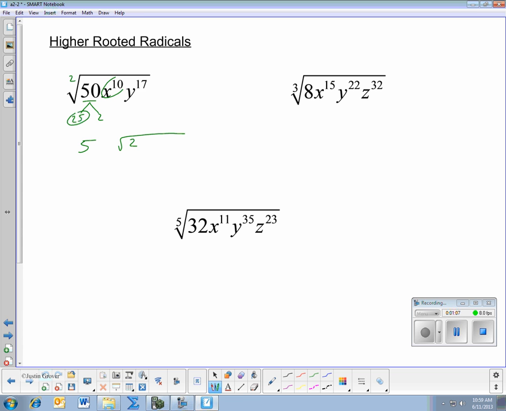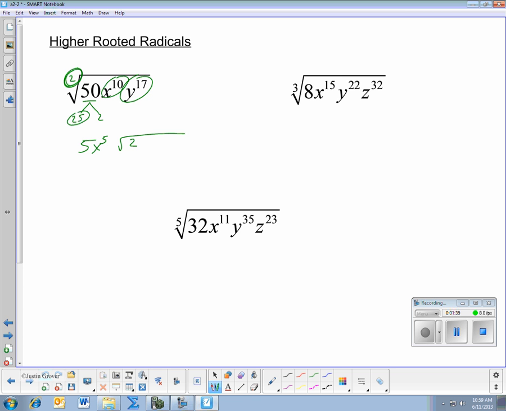Now for x to the 10th, because the exponent of x is even, it's considered rational. But what we're actually doing is dividing it by the 2, dividing by the square root. And so 10 divided by 2 is 5, and so what comes out is x to the fifth. And notice that there's nothing left inside the radical. There are no x's left inside the radical because 10 divided by 2 has no remainder, so there's not going to be any x's remaining inside the radical.